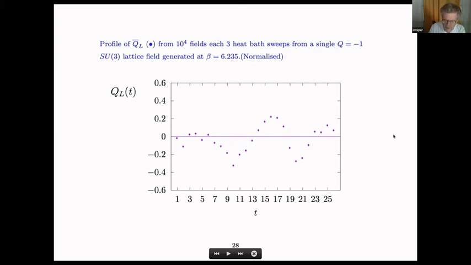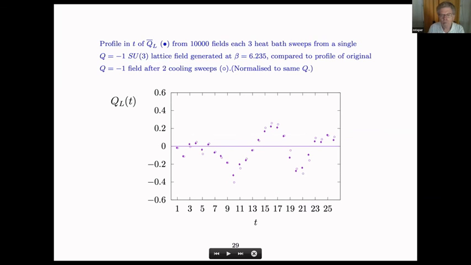So I'll really finish here. If you look at what you get from cooling, I show you what you get after 2 cooling sweeps, renormalizing the values so they have the same total topological charge, because remember the ones obtained by this iterative method are renormalized by a factor of Z of beta. So I remove that factor. And then you can compare them, and as you can see, they follow each other very well.